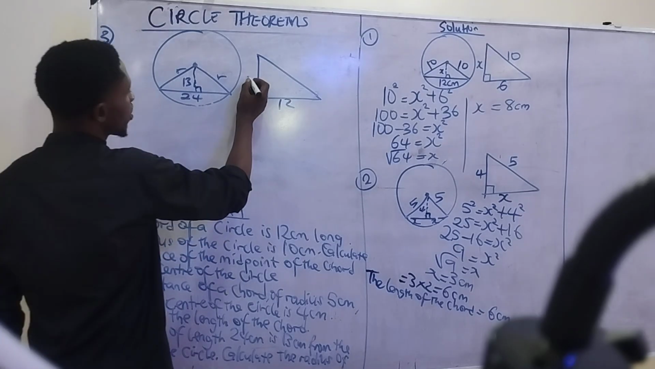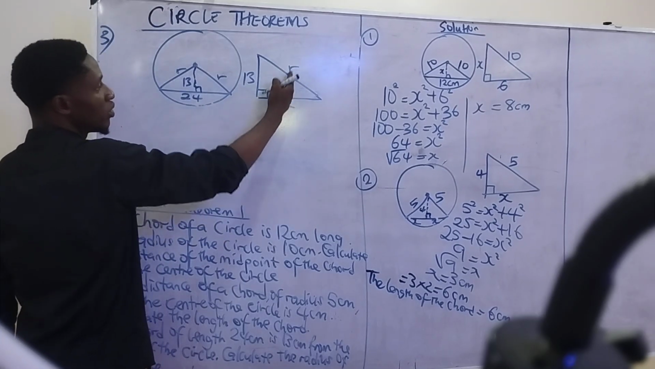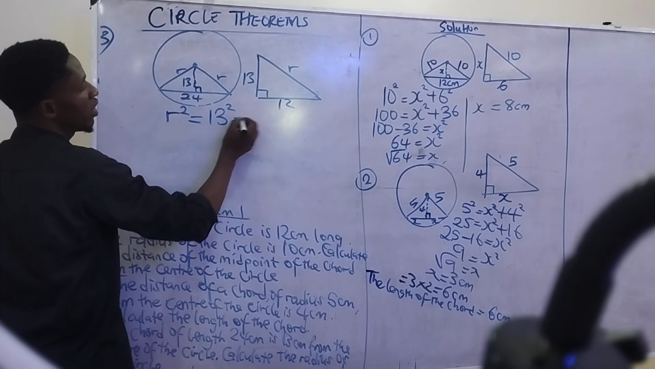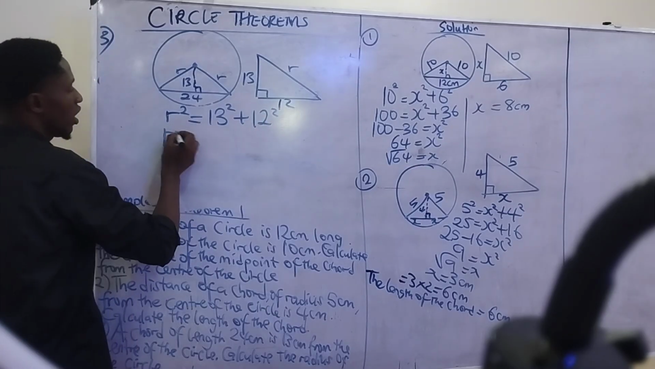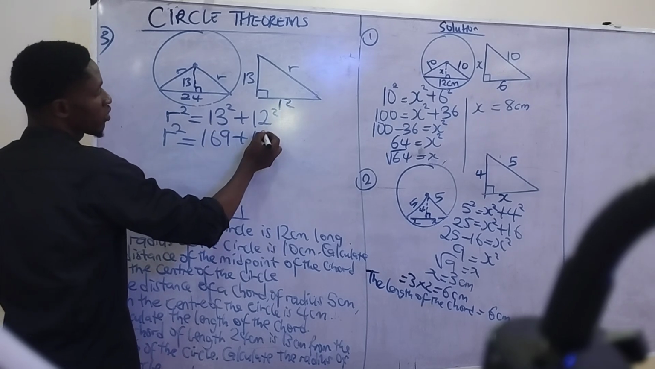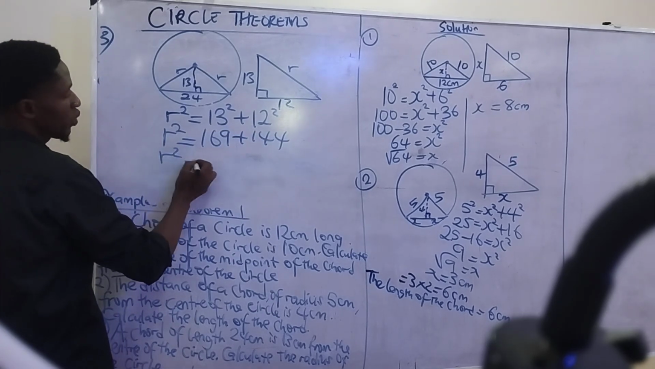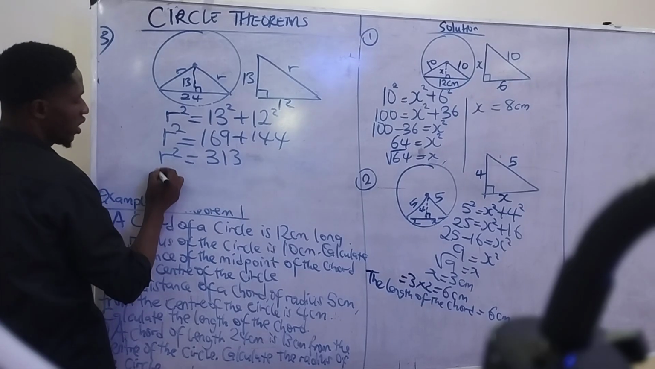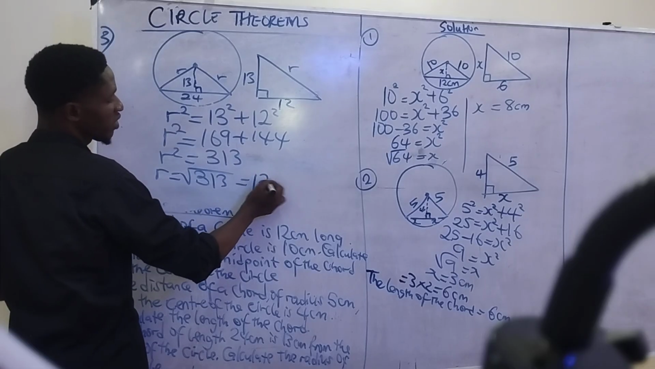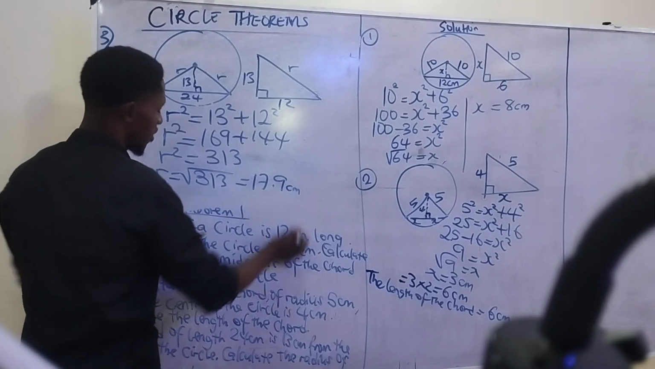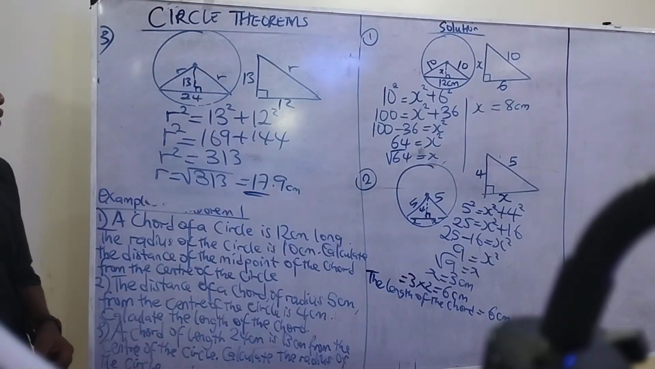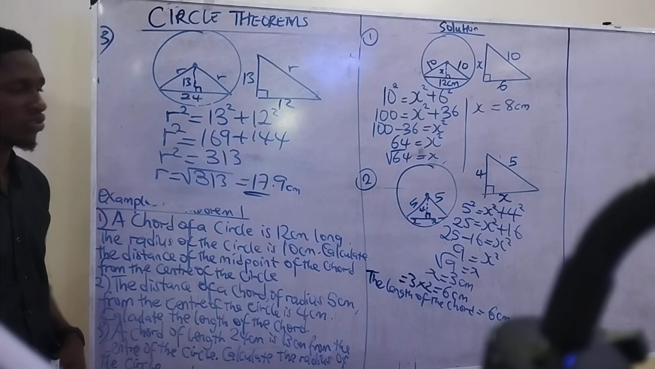So let's go to this. This one is 13. This is r. So this is the hypotenuse. r squared is equal to 13 squared plus 12 squared. r squared is equal to 13 squared, which is 169, plus 144. r squared will give us 313. r is equal to the square root of 313, which will give us 17.9 cm approximately. And that is how we are able to get the answer to this question here.